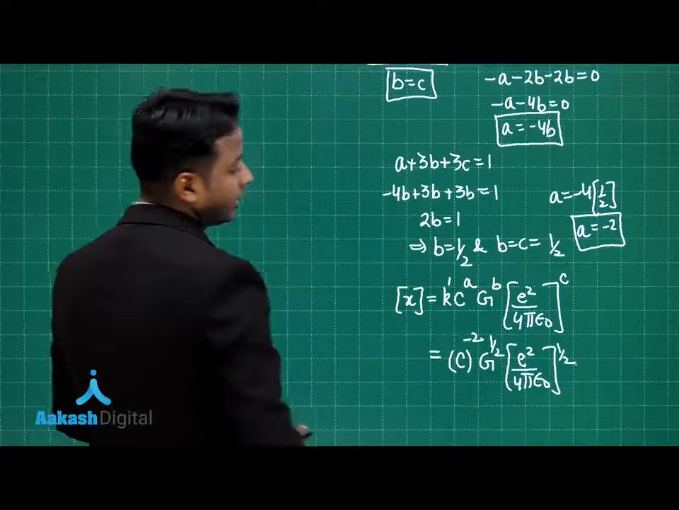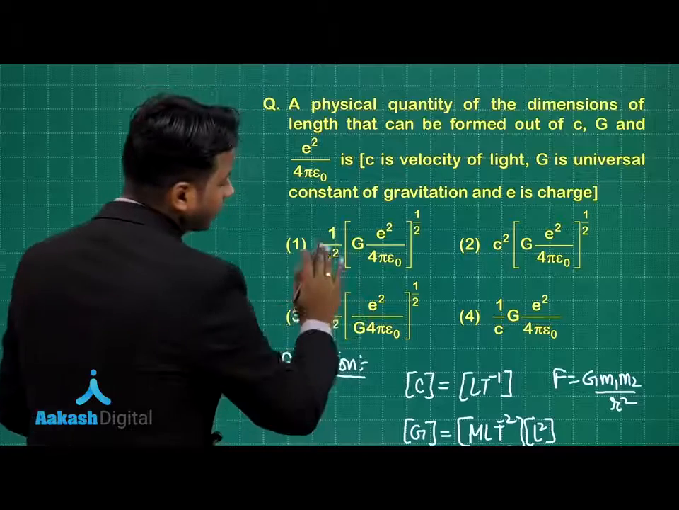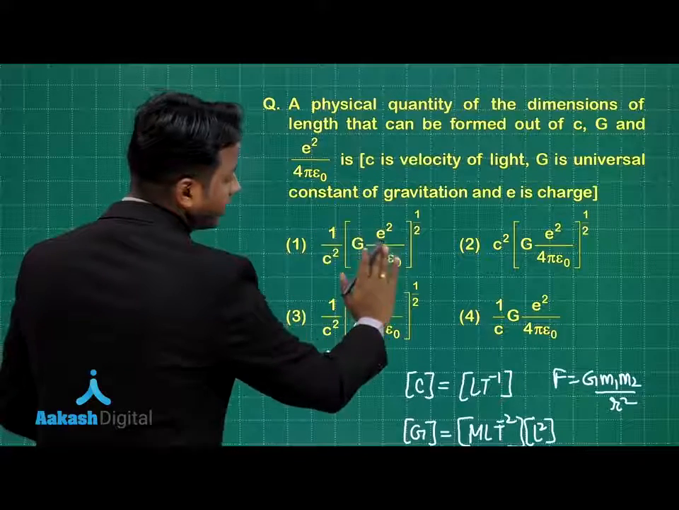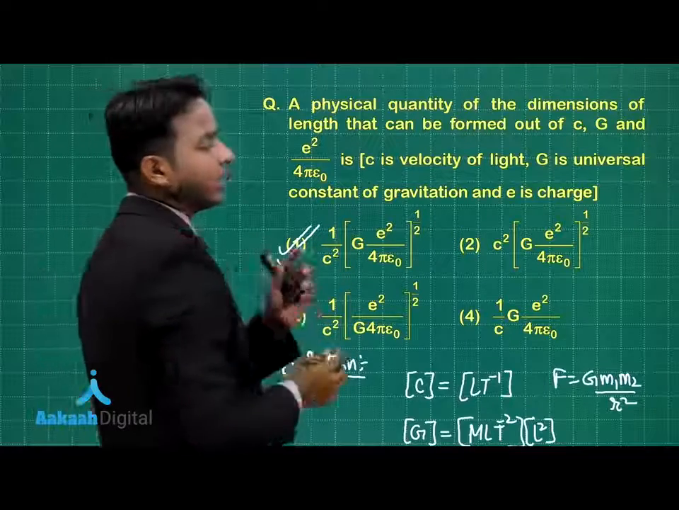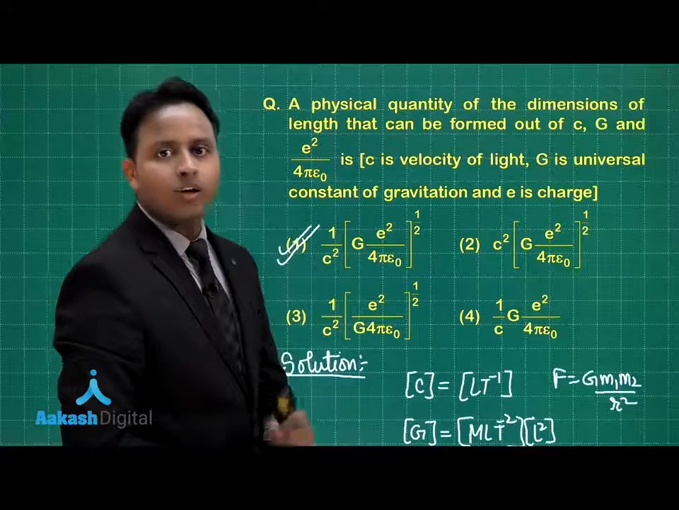And you can clearly see out of the given options, c has a value minus 2, and G and e square by 4 pi epsilon naught has a value half. So option number 1 is the correct and right answer for this particular question.